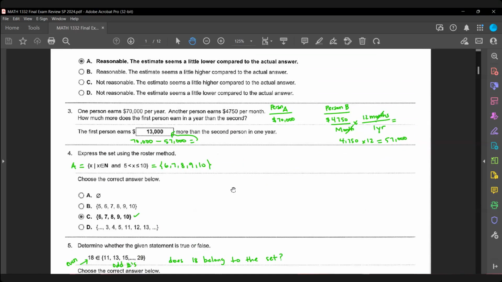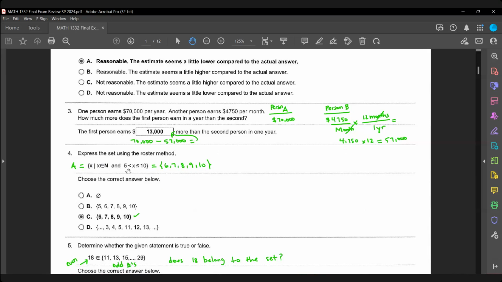For example number 4, we have a set that is described in this form. Understanding the symbols, it's saying that every element in this particular set belongs to the natural numbers. What are the natural numbers? The natural numbers are 1, 2, 3, 4, and so on. In addition to being a natural number, it is also greater than 5, but less than or equal to 10. The natural numbers greater than 5 are 6, 7, 8, 9, and 10, but we're stopping at exactly 10.